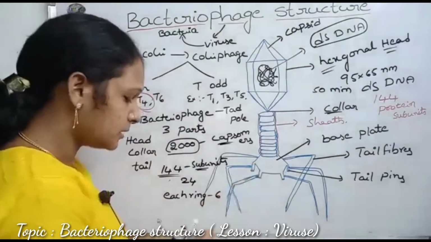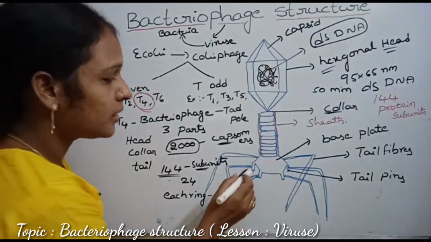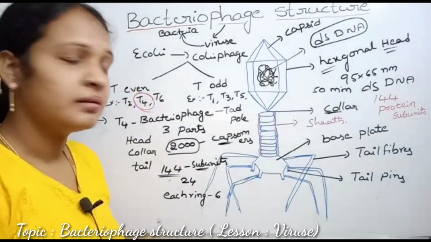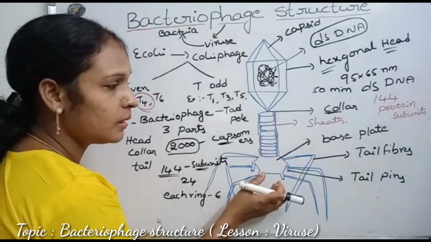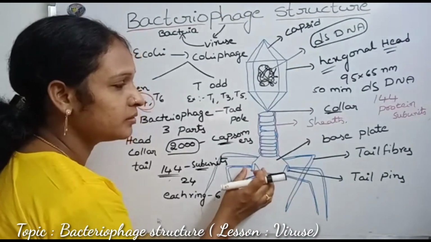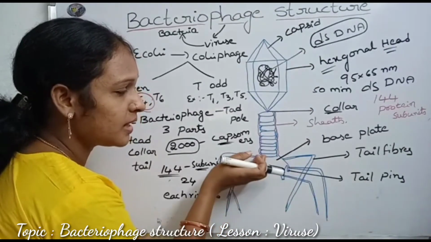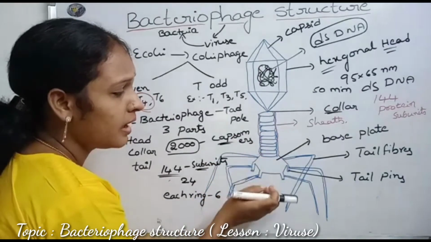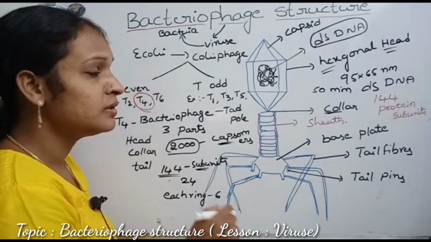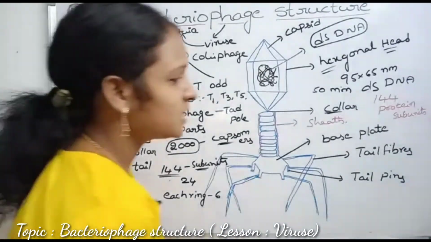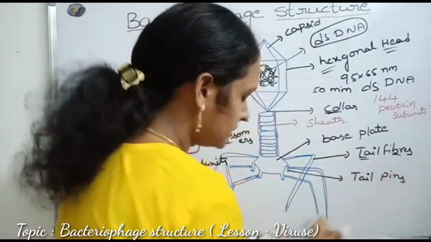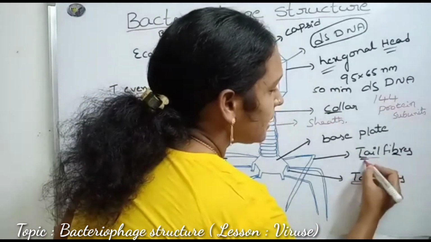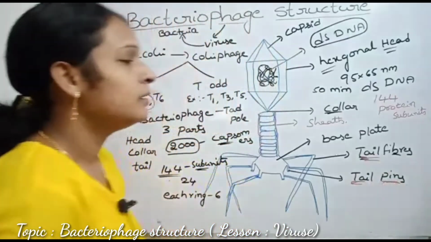And next, the third part is the base plate. The third part is the base plate or tail part. At the end of the tail it consists of a base plate, attached to the collar side. The base plate consists of 6 tail fibers and 6 tail pins.